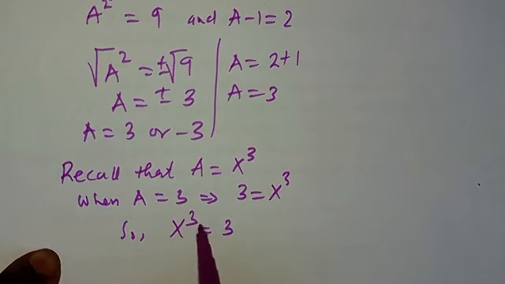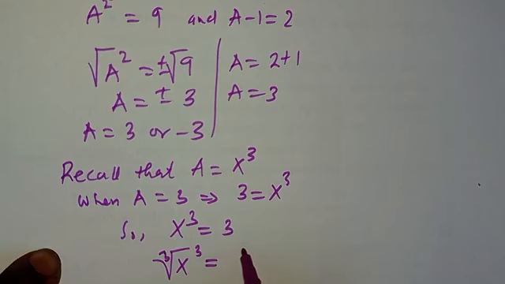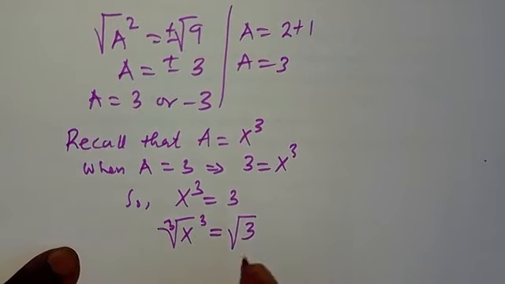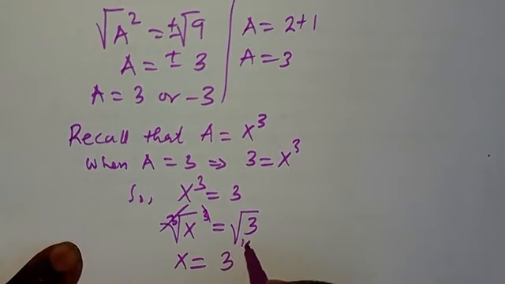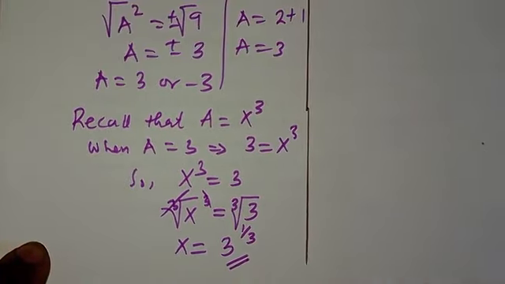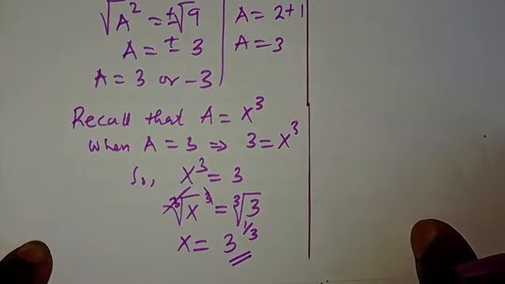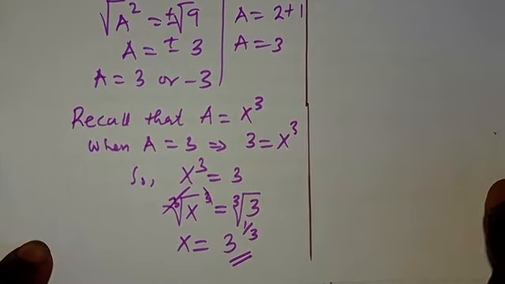So now what do we do to get rid of this power 3 here? We're going to take the cube root of both sides. Do you understand? So we cancel this, and we have x equals, you can write it as 3 to the power 1 over 3. You put 3 here, that is the cube root. So we have one of the solutions, x equals 3 to the power 1 over 3.